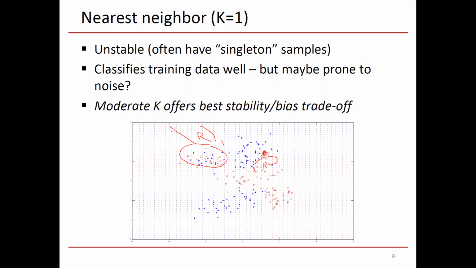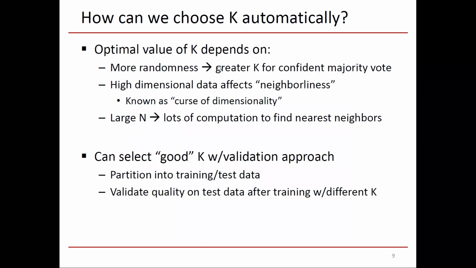We went down to k equals 5, looks pretty good. Going down to k equals 1, might be prone to noise. So we probably want a moderate k, a reasonable trade-off between stability and bias. And moderate k in this case might be 10 or 5. So let's continue. Can we choose k automatically?